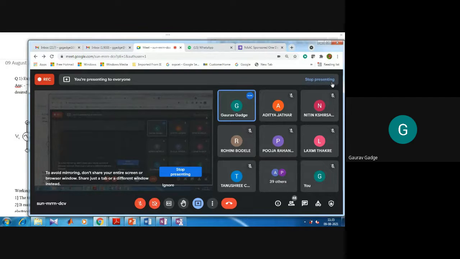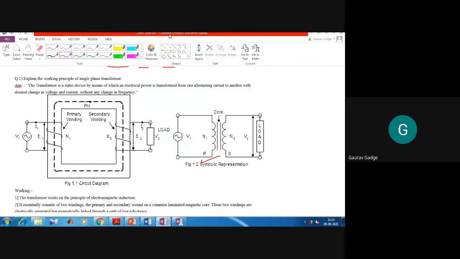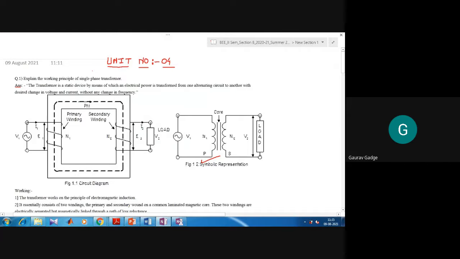Okay. So in fact, we don't have much time left to complete the remaining portion, that is unit number 4. So therefore, what I thought is I will take this one note, and with the help of that, I can deliver the lecture. Whatever notes I have, I can directly copy down here. It is really helpful for me because I can cover maximum portion in less time, as we don't have time, right? So let us start with unit number 4, and this unit number 4 is single phase transformer.